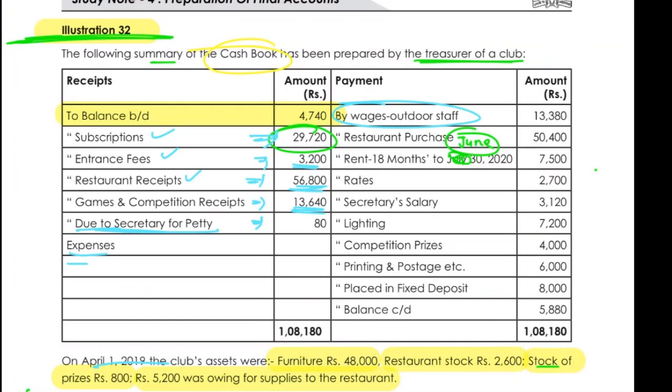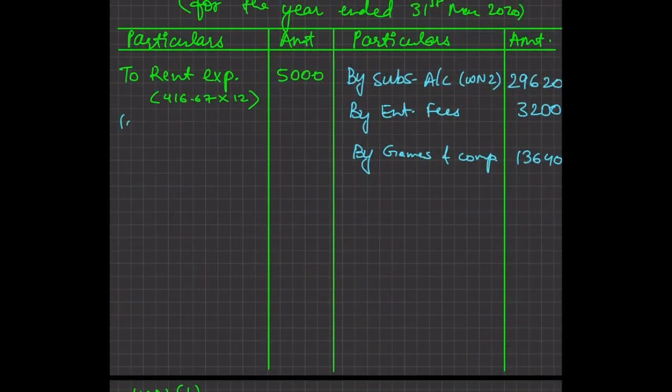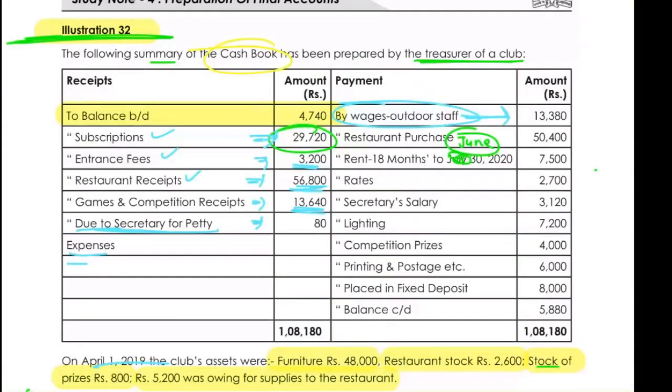That is a very minor amount. Then moving on, we have wages paid to the outdoor staff 13,380. So in your income and expenditure account, to wages 13,380. But have they given that this is a restaurant staff? If yes, then it needs to go to your trading account of your restaurant. But no information is given about that. So let's assume that this is relating to the normal wages to the staff.